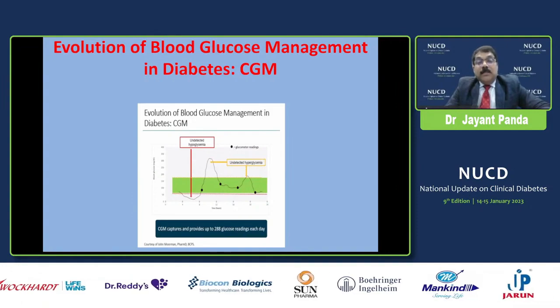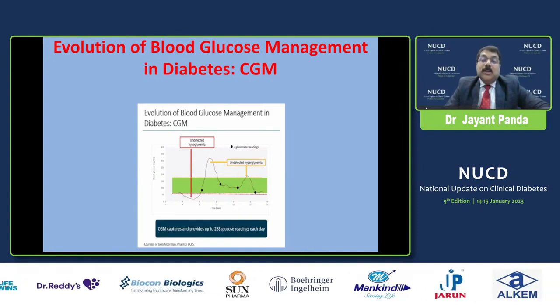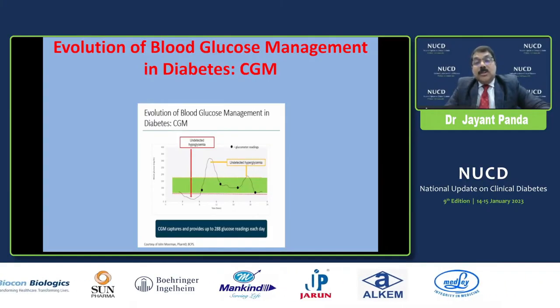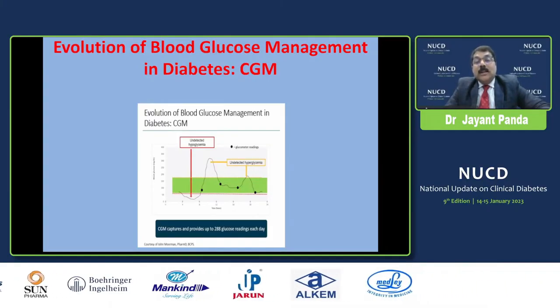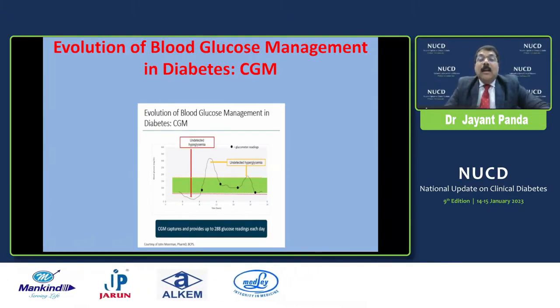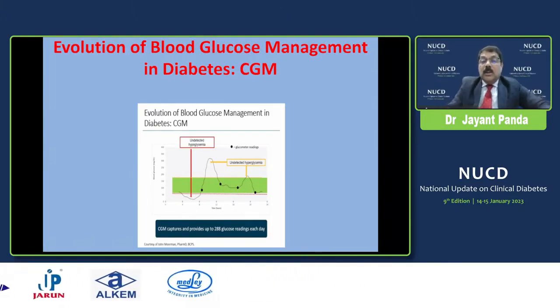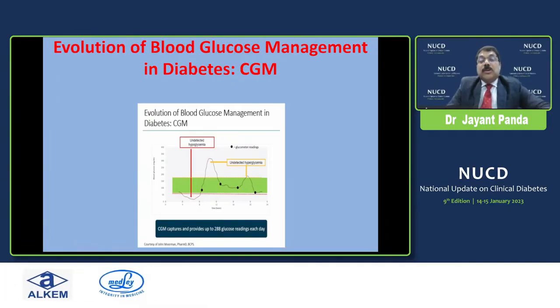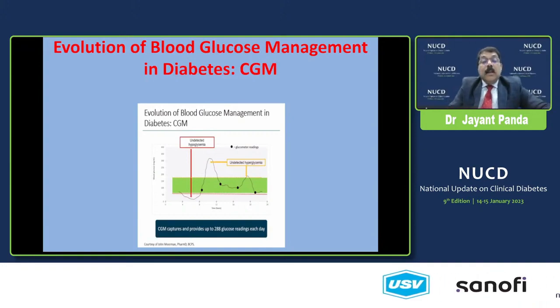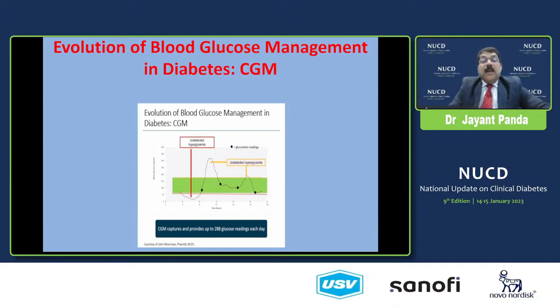Then came the SMBG, the self-monitoring of blood glucose. Then came the A1C, which told us intermittently, in 12 weeks' time, the monitoring pattern. And of course, now the continuous glucose monitoring, which covers time in range, time below range, and time above range. And we'll see what exactly they mean to us. The evolution of glucose management, all of you know.